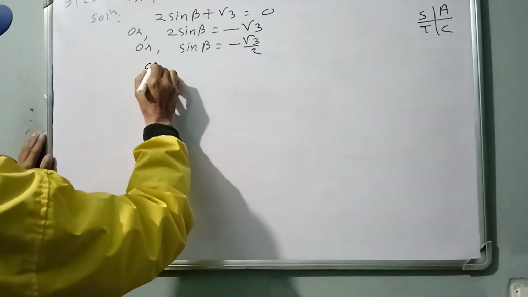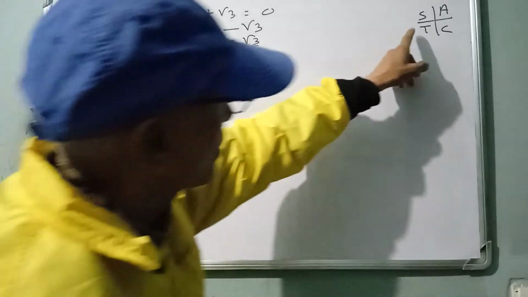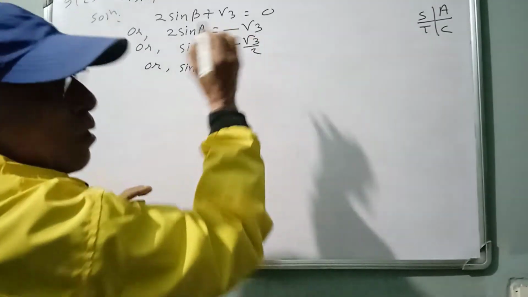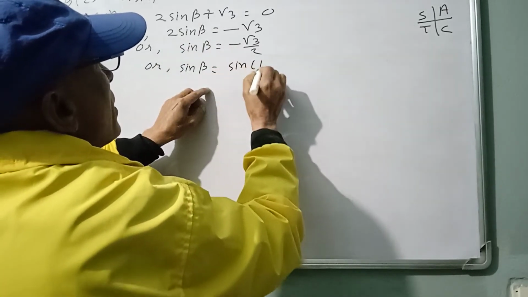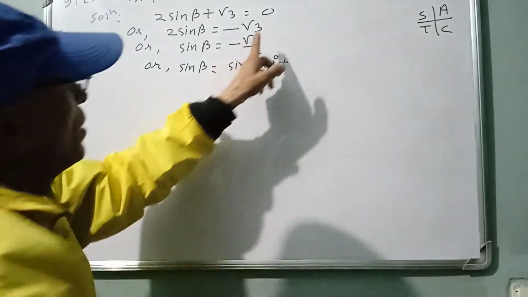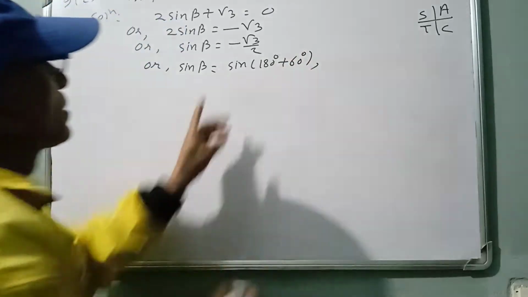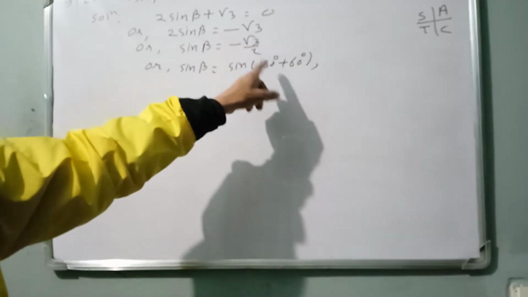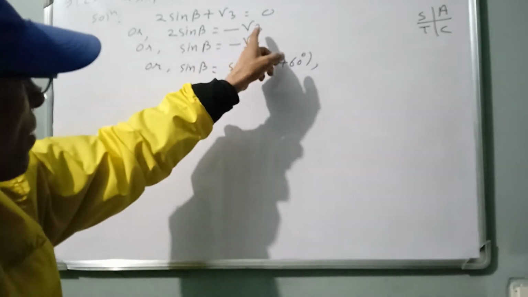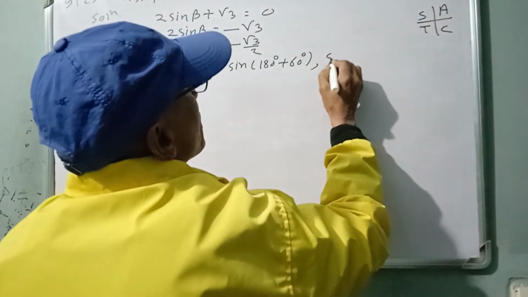You learn this in class 9. You have to take it in the third quadrant. How to take it in the third quadrant? You have to write sine 180 degree plus, where root 3 by 2 is sine 60 degree. So write 60 degree. Sine 180 degree plus A is minus sine A, minus sine 60, minus root 3 by 2. Sine 60 is root 3 by 2. This is third quadrant.